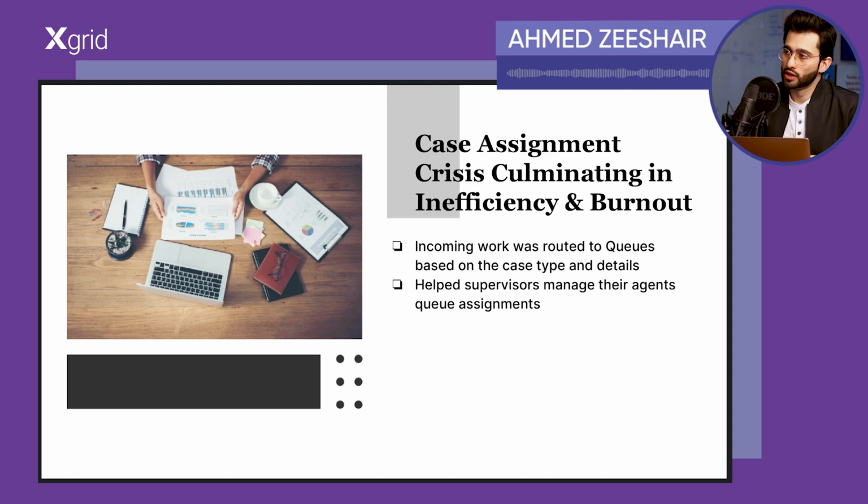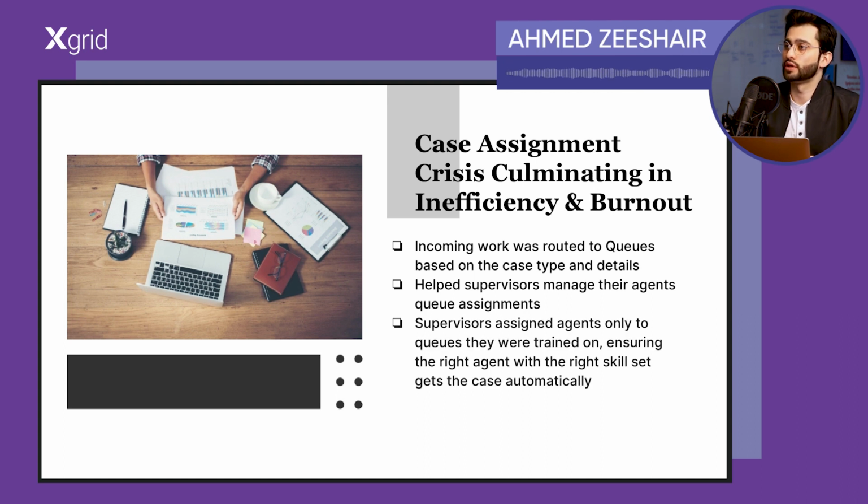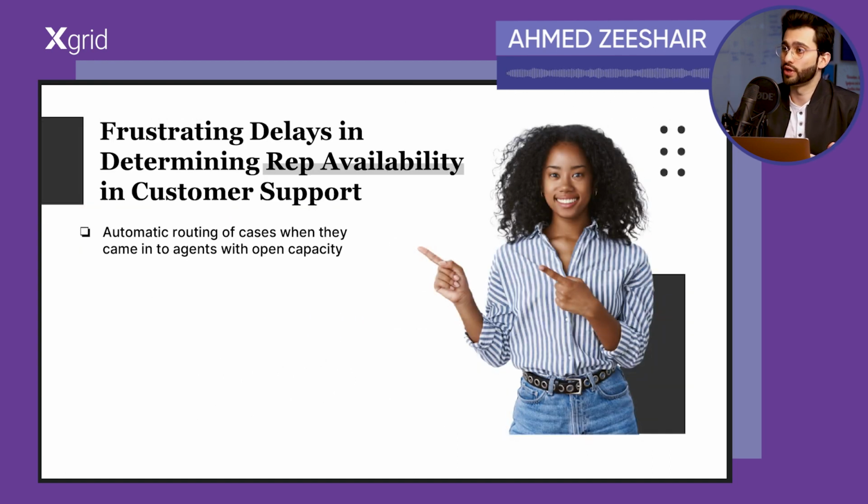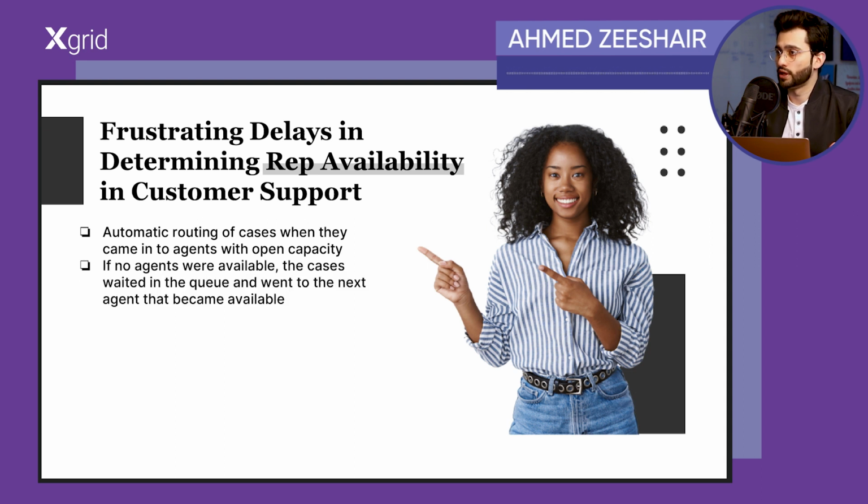So supervisors managed their agents' queues, queue assignment, and assigned agents only to queues they were trained on. So ensuring the right agent with the right skill gets the case. So this eliminated the manual assignment of cases. Cases were automatically routed when they came into agents with open capacity to handle the case. If no agents were available, the cases waited in the queue and went to the next agent that became available.